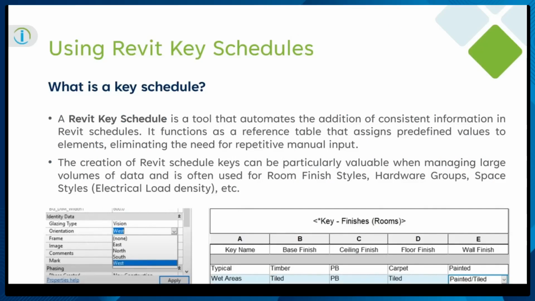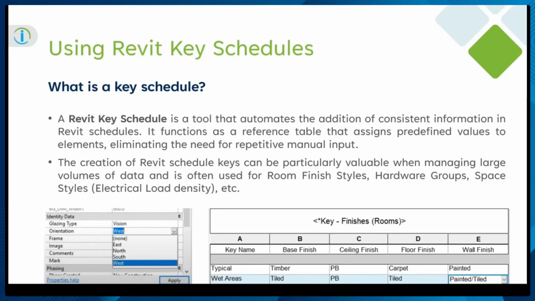Okay, so let's start with what is a key schedule. For those who don't know what a key schedule is, it's essentially a way which automates the addition of consistent information inside Revit. It's the ability to eliminate repetitive manual input for generating schedules. What it does is it allows you to create a schedule within a schedule, and it allows you to assign keys or different types of things for, let's say, a room schedule.